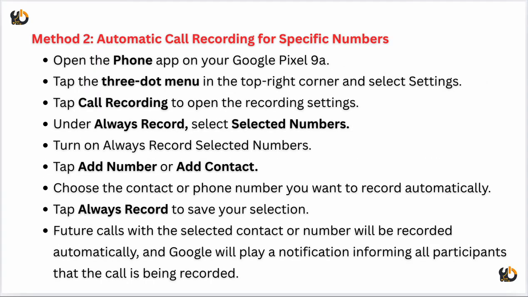Method 2. Automate call recording for a specific number. Open the phone app on your Google Pixel 9a. Tap the three dots menu in the top right corner and select settings. Tap call recording to open the recording settings.